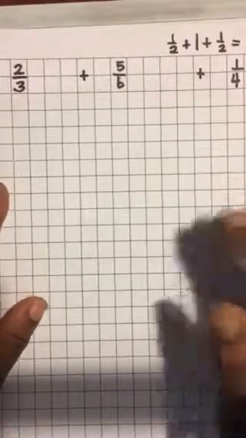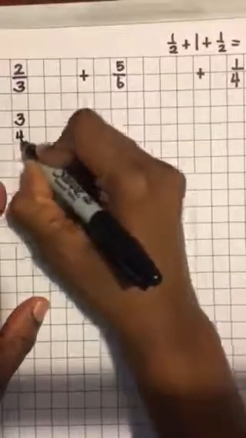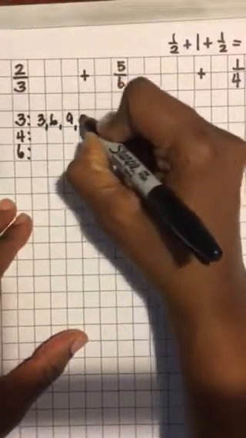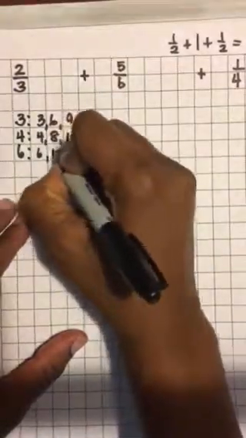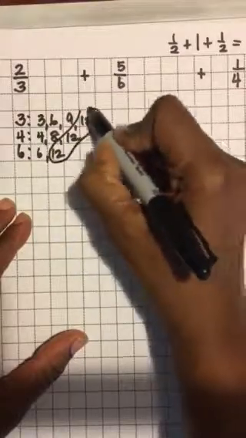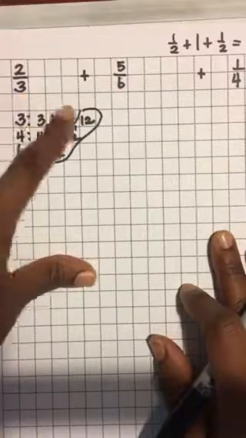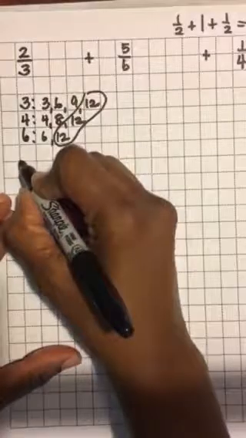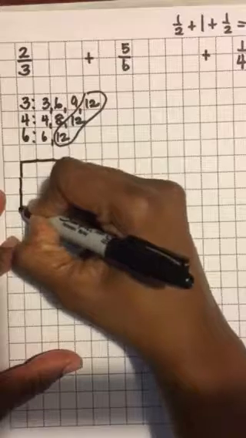All right, what I'm going to do is count by 3s, 4s, and 6s until I say a number all 3 have in common. 3, 6, 9, 12, 4, 8, 12, 6, 12. So my denominators are going to be 12. So I'm going to think about what each of the denominators has to do with 12. 3 times 4 is 12, so I'm going to make a 3 by 4. 1, 2, 3, 1, 2, 3, 4.